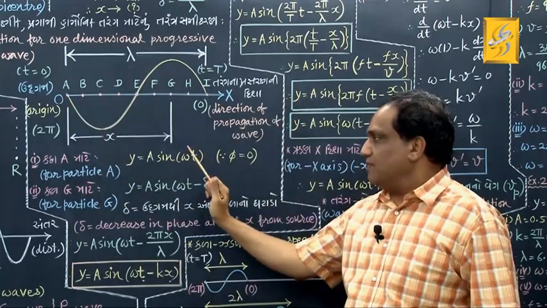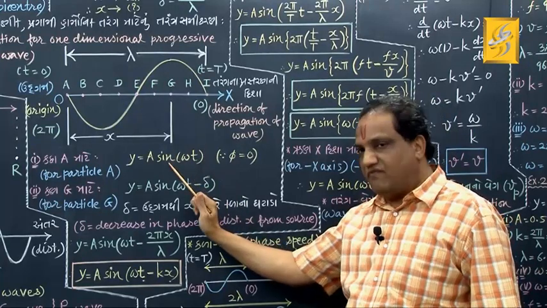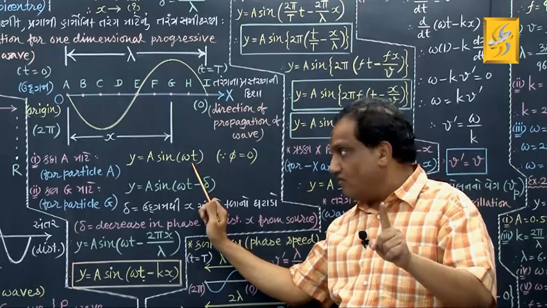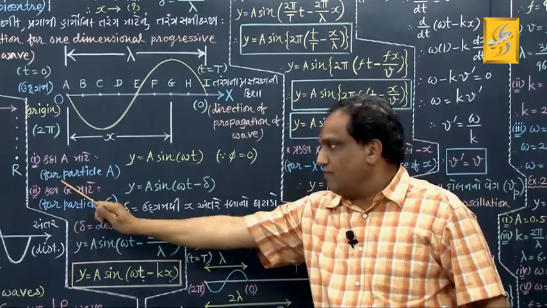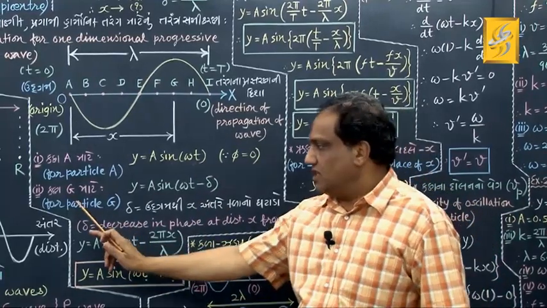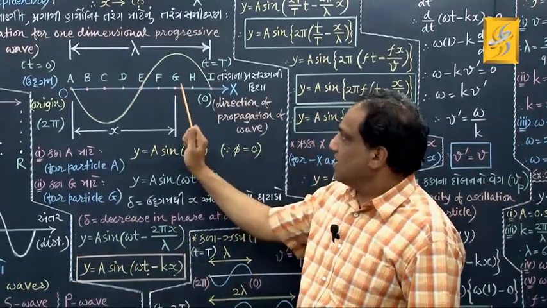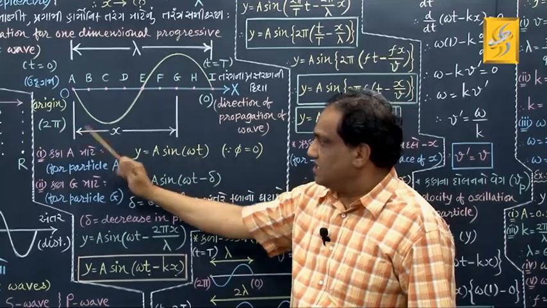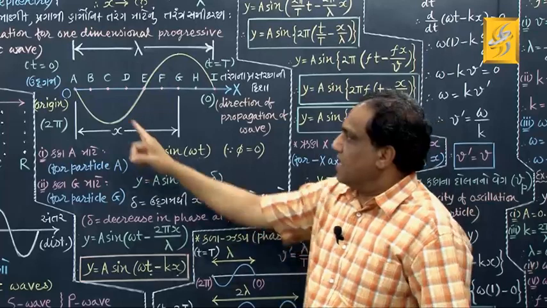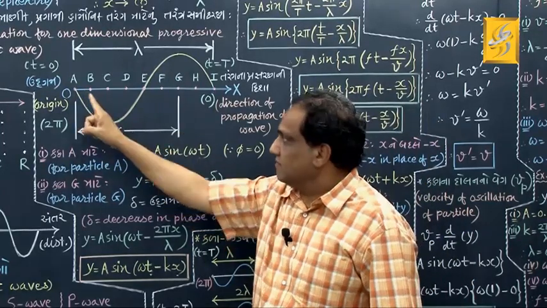Now tell me, this bracketed part along with this sine function gives you phase. So this will give you the phase of particle A at the end of t time, correct? Now consider another particle, say particle G, which is at distance x from this source. Now tell me, as time passes on, what will happen?